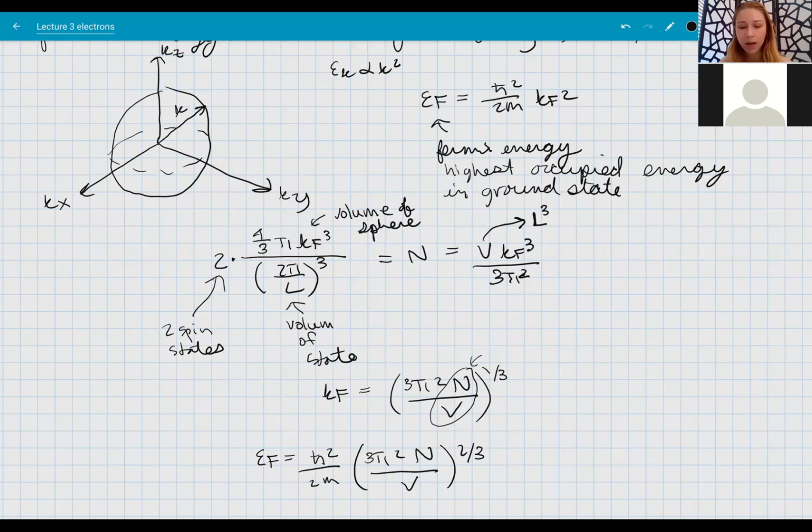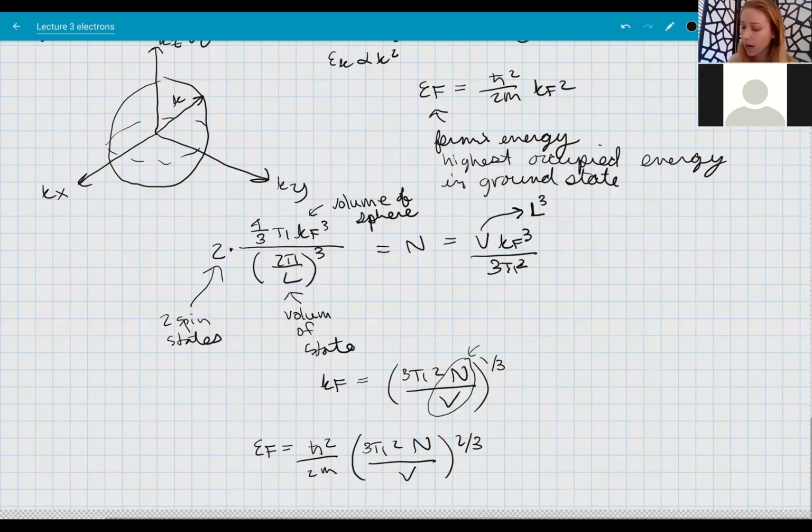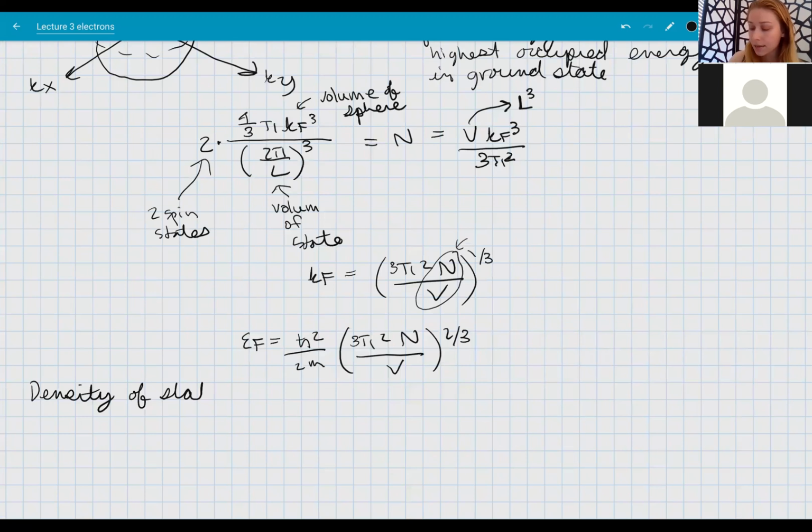So the next topic that I want to cover very briefly is the density of states. For a free electron gas, it's something that can be calculated directly, and it is also a quantity that can pretty much be measured using scanning tunneling spectroscopy.